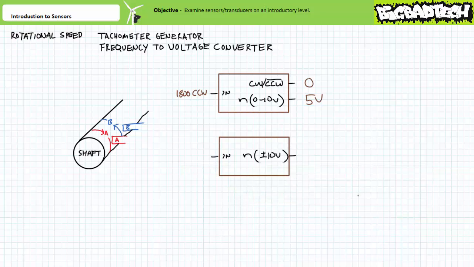Alternatively, related speed and direction quantities can be represented using a single analog output, where the polarity of the voltage is indicative of direction.